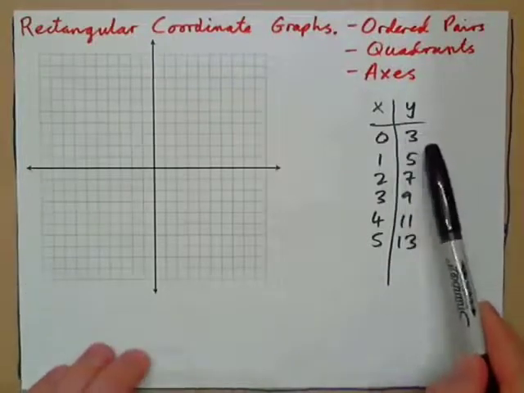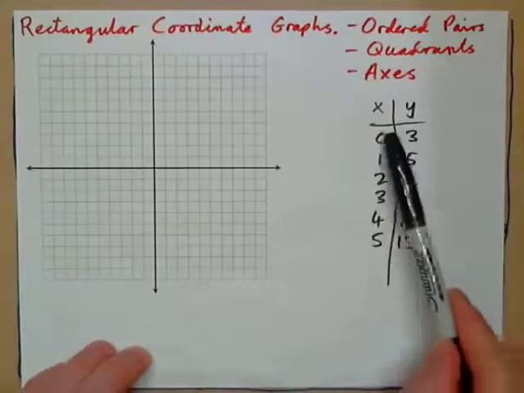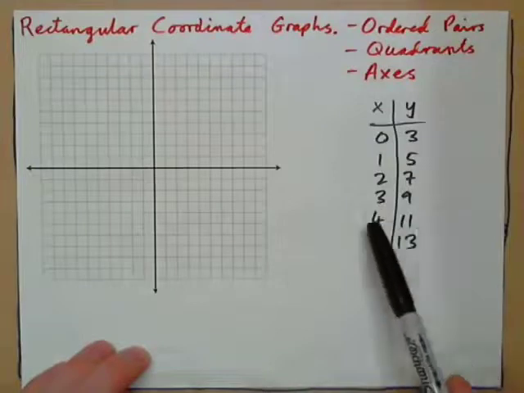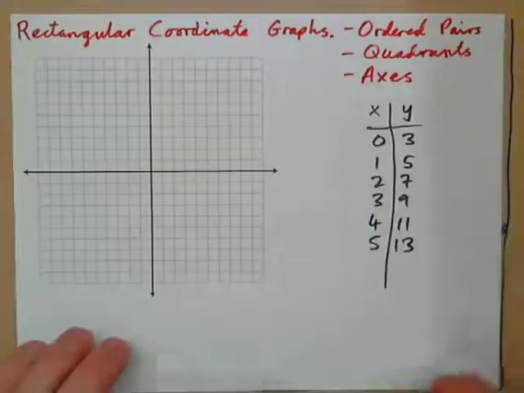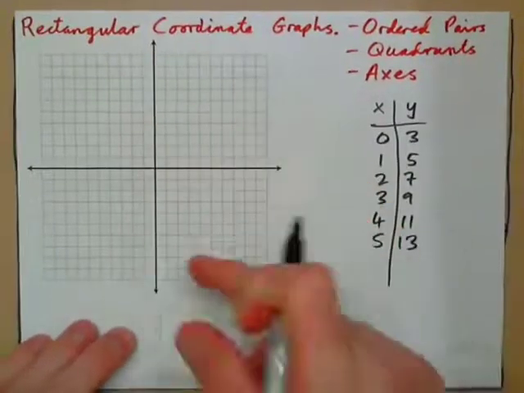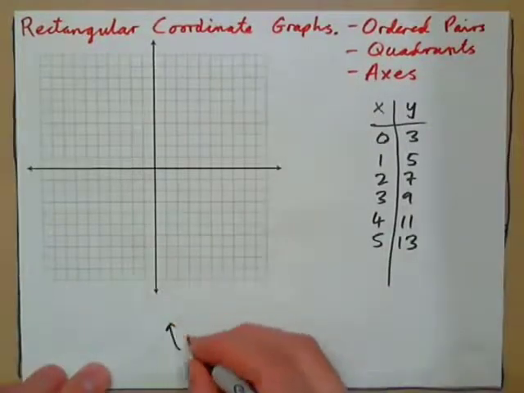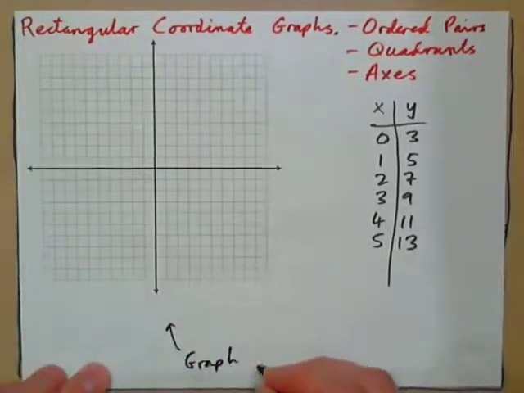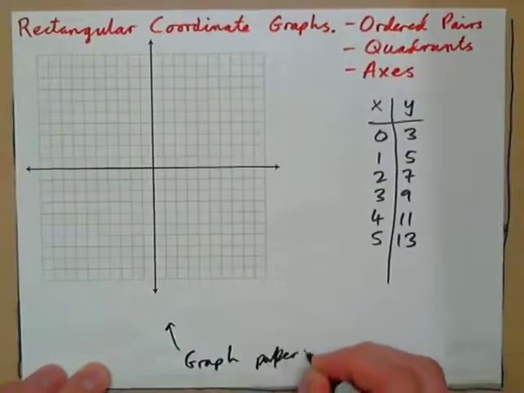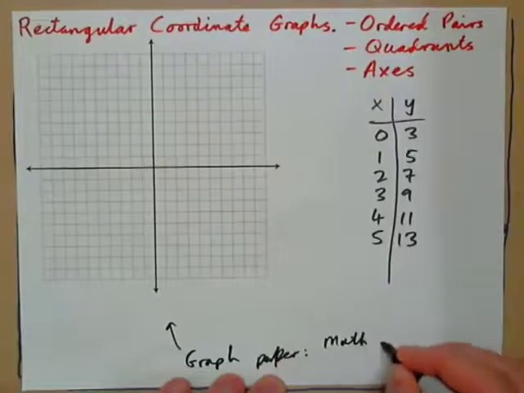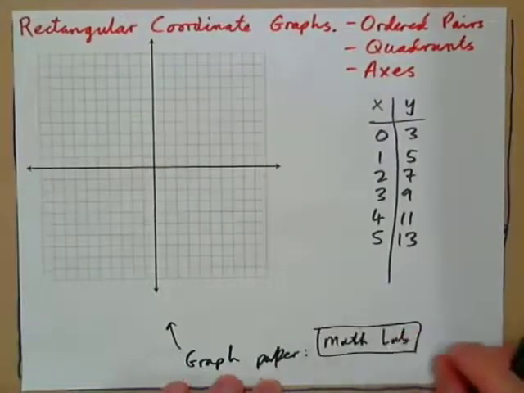Now what we can do is plot each pair of information on an axis. So if you get out some graphing paper, and you might find some, by the way, you can get graph paper if you go to the Math Lab link online. Click on that and you'll find some graph paper to print out.